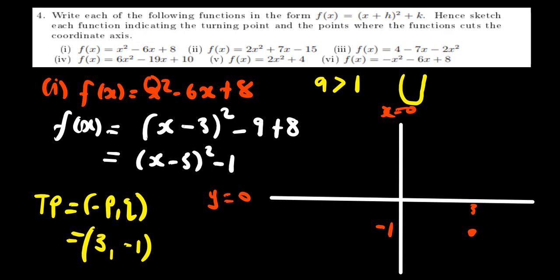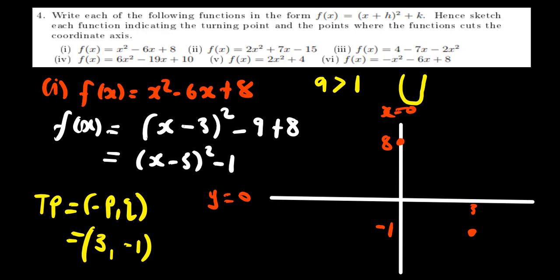So here you have 0 squared, 0. When you solve the expression, you're just going to remain with 8, right? So it's going to cut the graph at 8. Let's say 8 is here, and that is our point. So it's going to cut there.